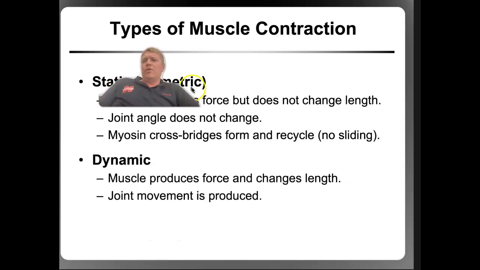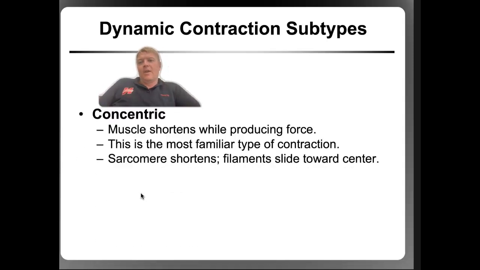These should be review here. So a static would be an isometric thing there, and we'll talk about that a lot more. So if I'm trying to lift something and it doesn't move, but my muscles are contracting, that's an isometric motion. So the joint angle doesn't change. The myosin cross bridges don't slide, so they're trying to and they just can't. Dynamic would be the whole movement for that.